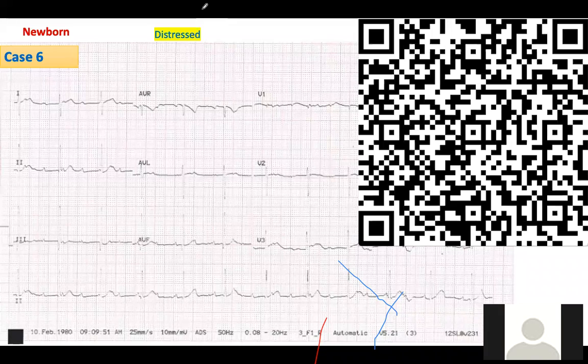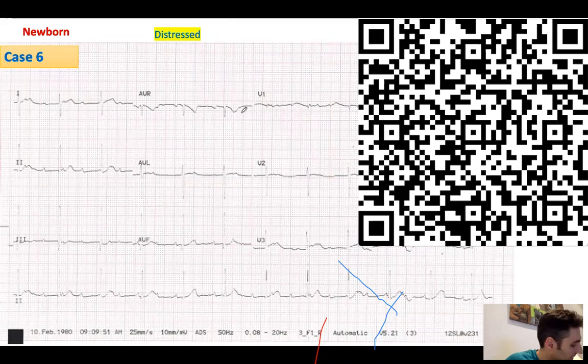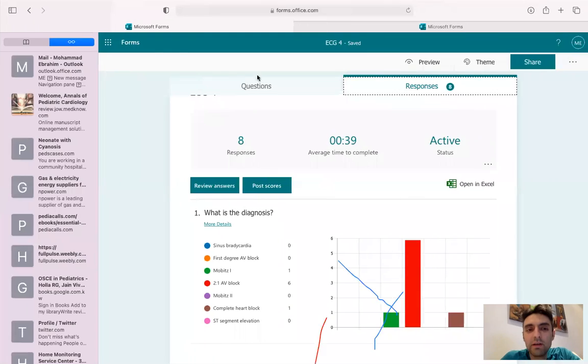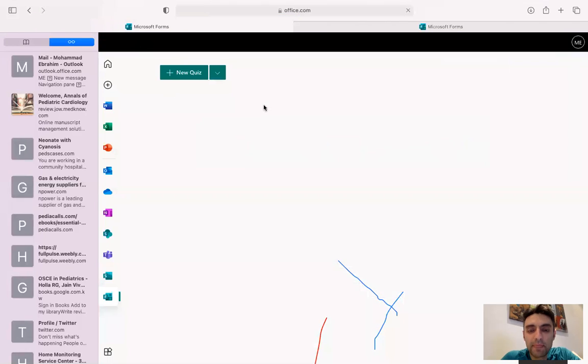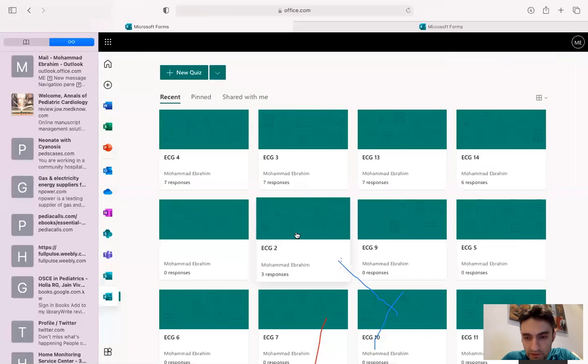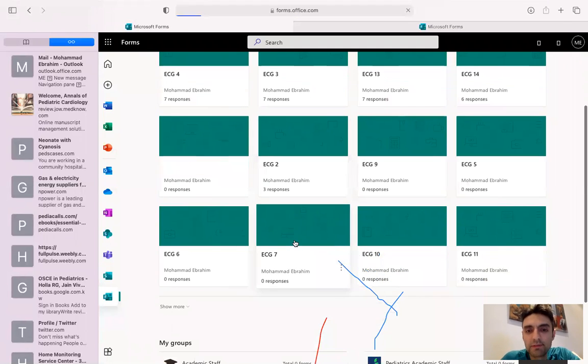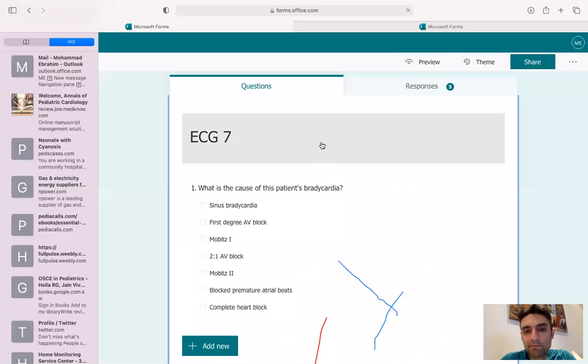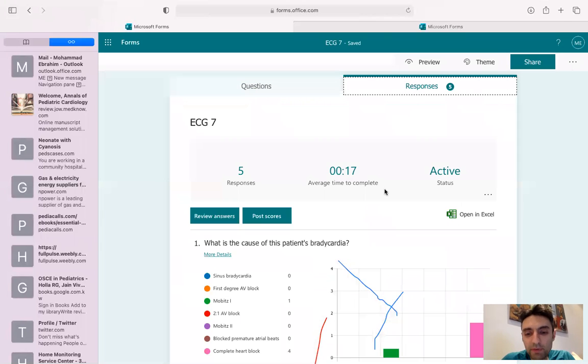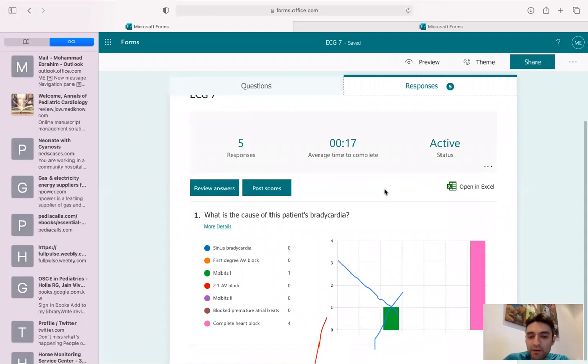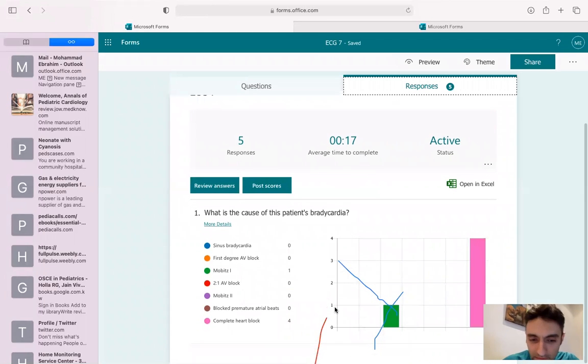Okay, ready guys? Okay, now the ECG number 7. Okay, only 5 responses, guys. Yalla. Okay, so majority said complete heart block. Okay, excellent. Someone said Mobitz 1.